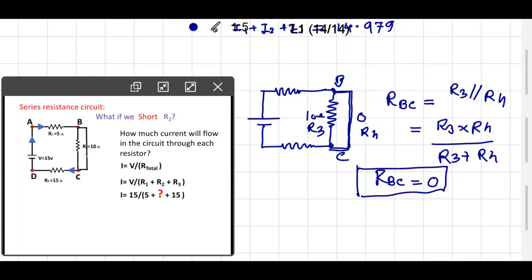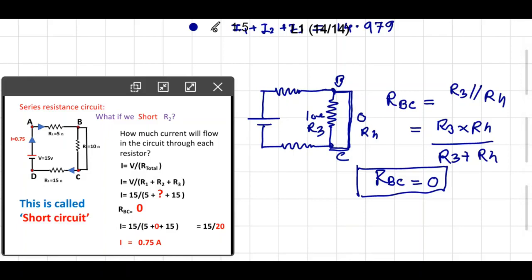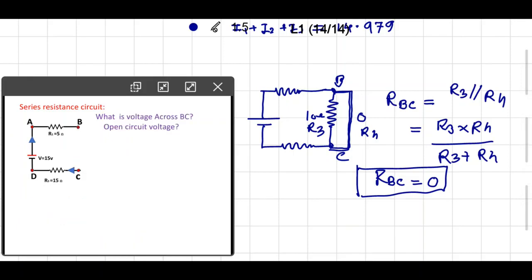But now what about R2? As we saw, if it is shorted, the value of RBC is equal to 0, and so now the total resistance in the circuit is 5 ohm plus 0 ohm plus 15 ohm. So here it is 15 divided by 20, and so the current will be 0.75 ampere. So this is called a short circuit. So let us see another concept.